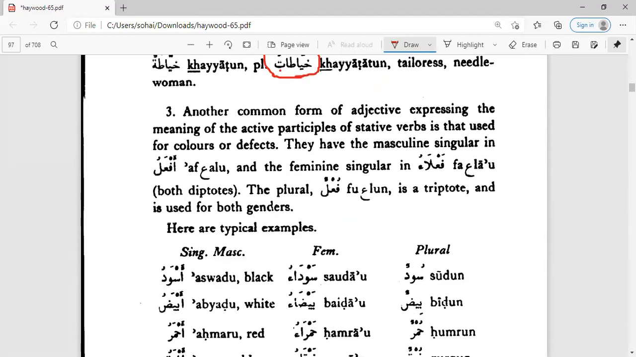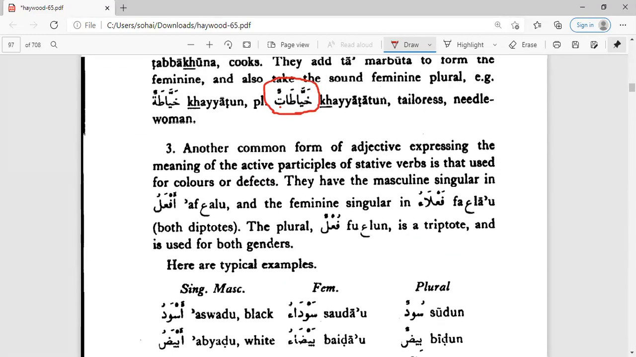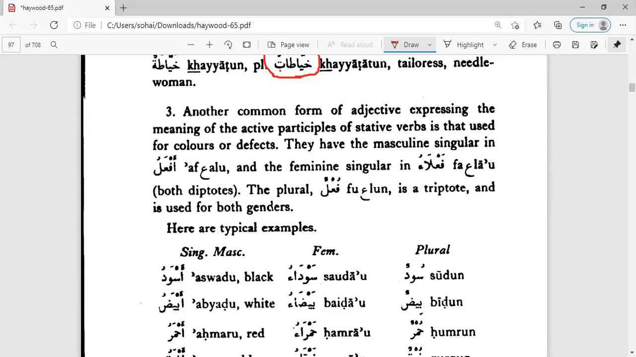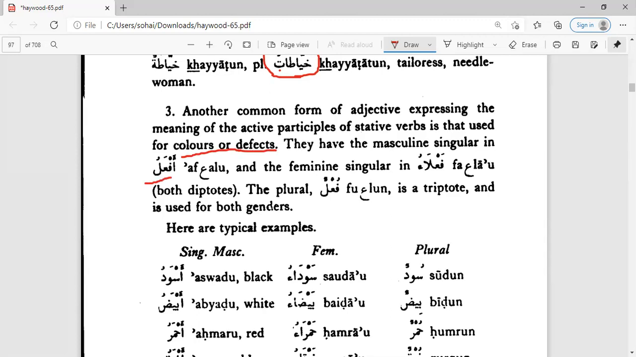And then what we're doing now is very essential, so we need to pay focus because this is the key part of the lesson, the next 10 minutes or so. We're saying another common form of adjective expressing the meaning of the active. So this scale, we have a new scale, af'alu. Af'alu. So alif is the additional, and the fa, ain, and lam are the root letters. And in this scale we have colors and defects.